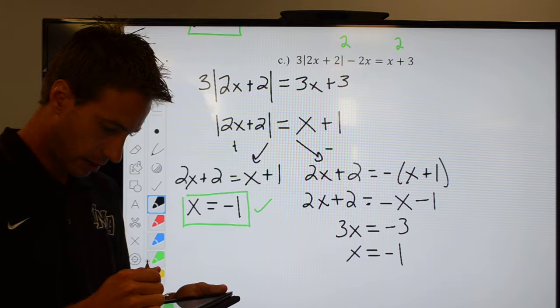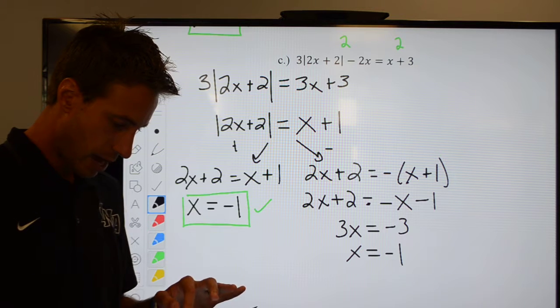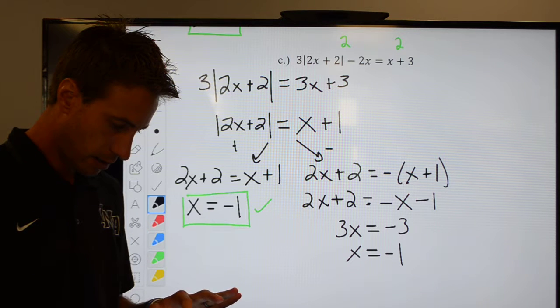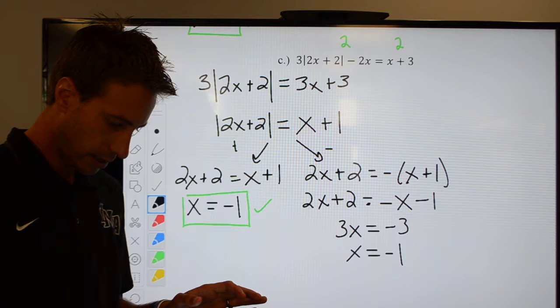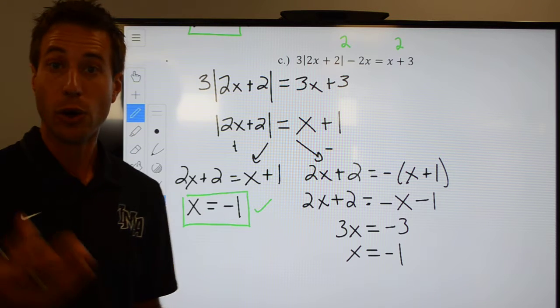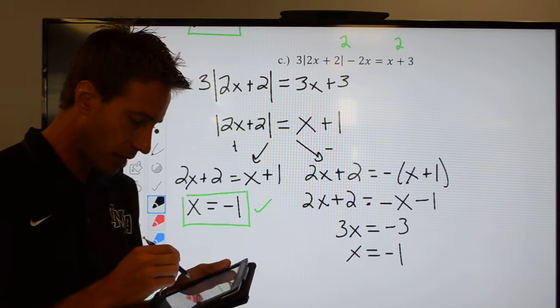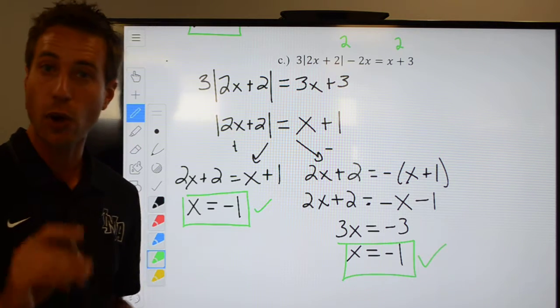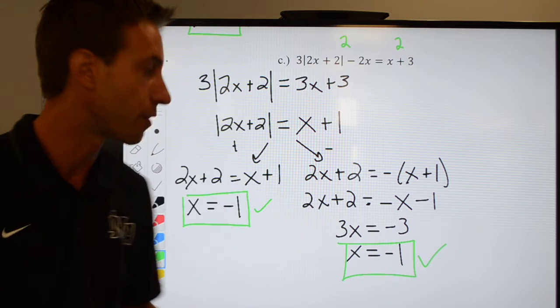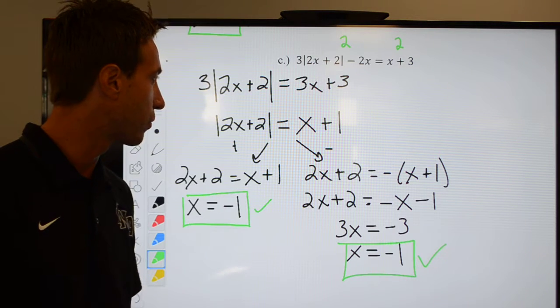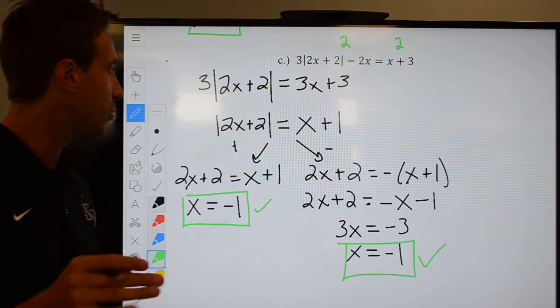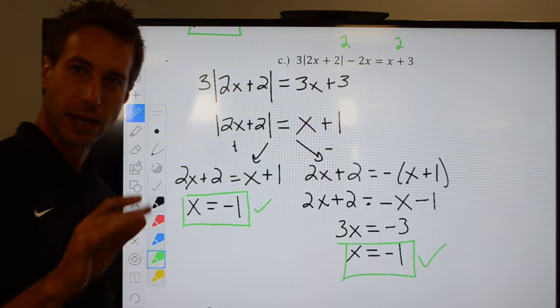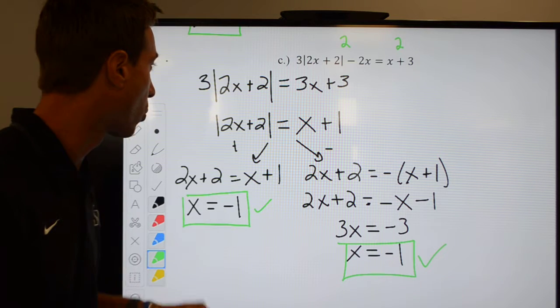Negative x minus 1, add it, subtract it. Okay, we get the exact same answer both times. We already checked it. Negative 1 already works, so there we go. We saw both the positive and the negative version, and we wind up with a negative 1 in both cases. That is really weird. I didn't expect that to happen. Hang on, let me just double check my work one more time.